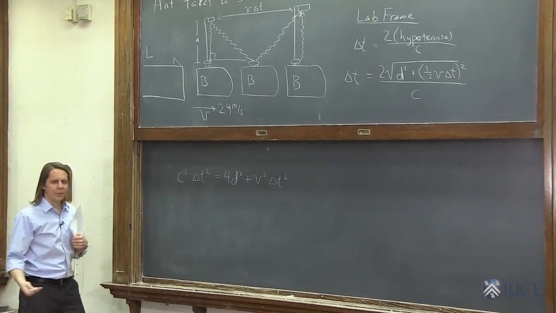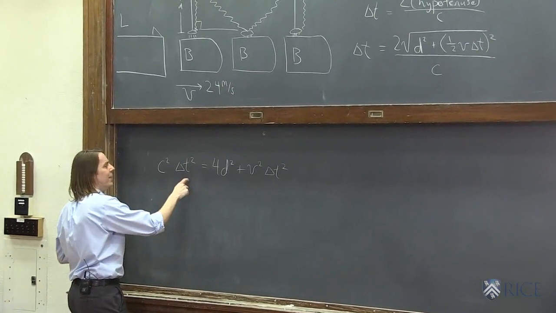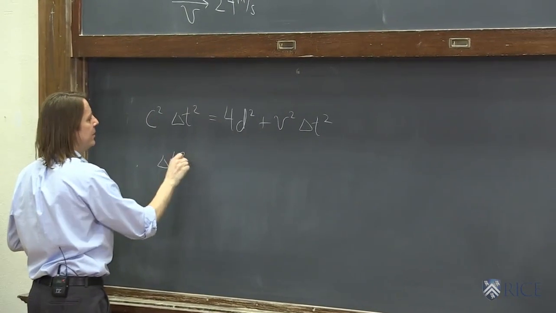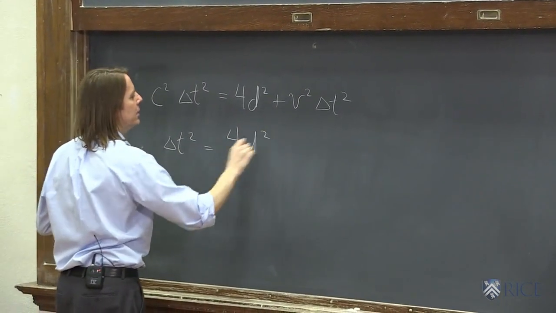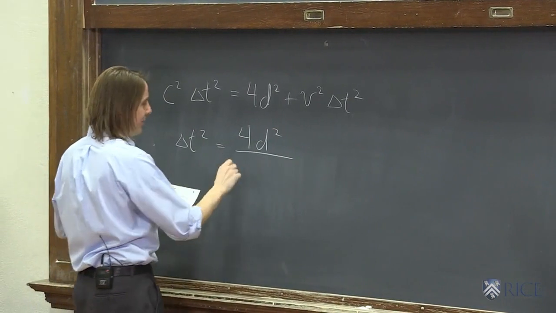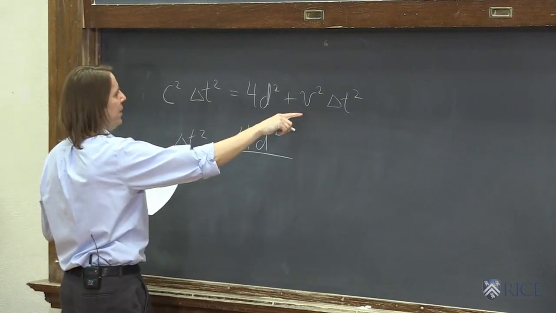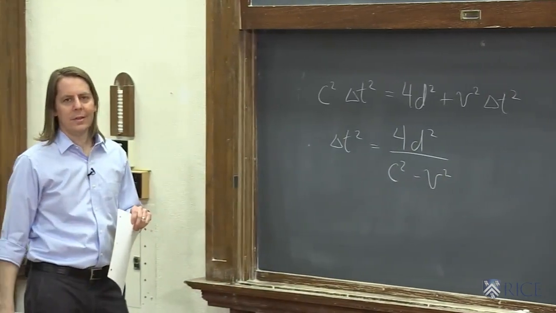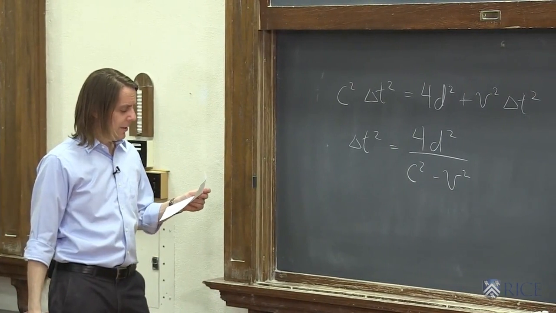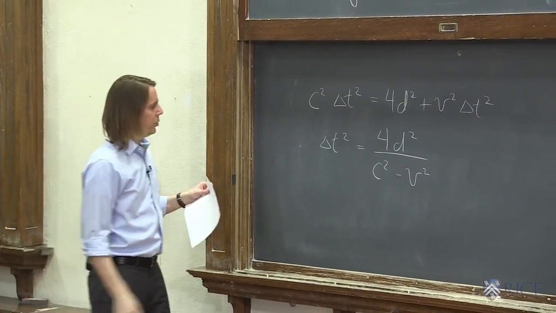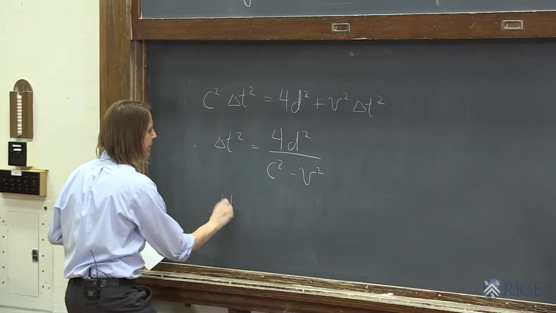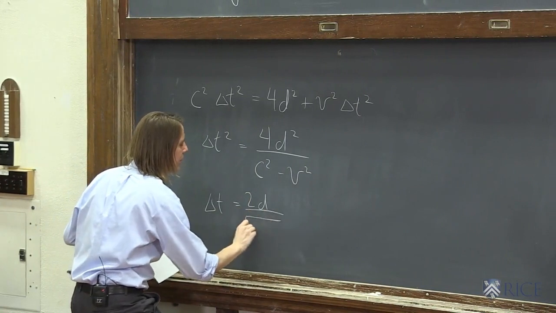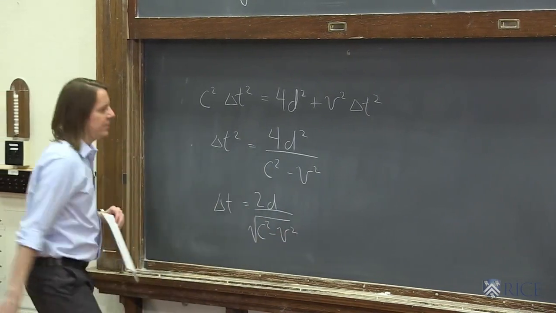All right. So we're solving for delta t squared, so I'm going to bring it over here and then divide by c squared minus v squared. So delta t squared is 4d squared over c squared minus v squared. See, it's just algebra. It's just confusing algebra. And then we'll take the square root to get delta t. Delta t equals 2d over the square root of c squared minus v squared.